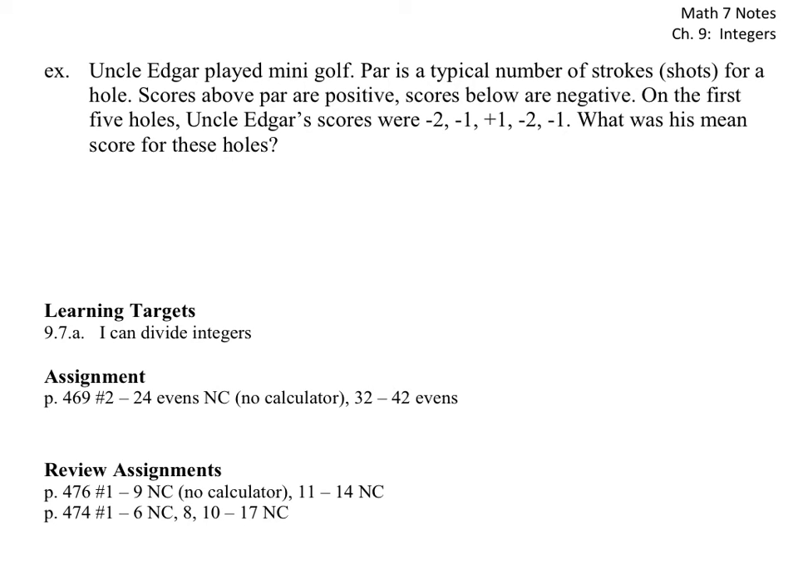All right, so mean is just the fancy word for average. So we're going to figure out what's his average. And to do that, we add all those together. That's a sloping line there, but all right, so we have a -2 plus a -1 plus a +1 plus a -2 plus a -1. So we do that and we count up our number of scores, and we have 1, 2, 3, 4, 5. So we need to divide by 5.